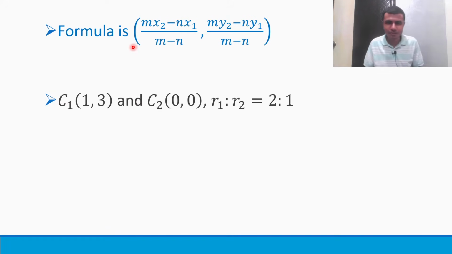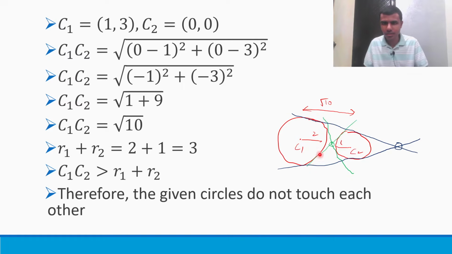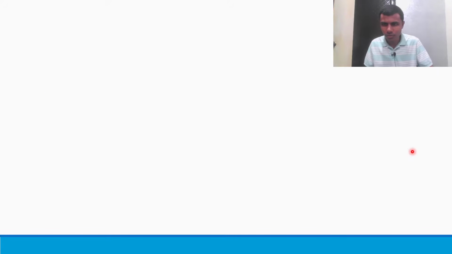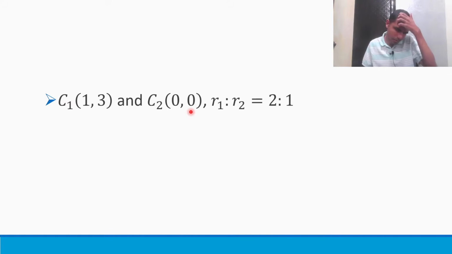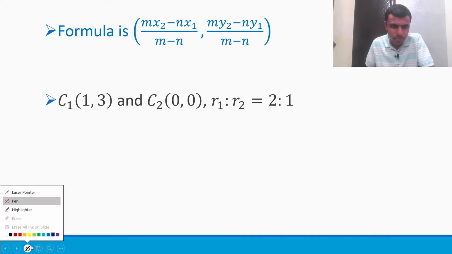If you see guys, this point divides this in the ratio r1 is to r2. This is a somewhat rough diagram, but the concept is that this point, the external center of similitude, divides the join of C1 and C2 externally in the ratio 2:1. So the formula is (m x2 minus n x1) by (m minus n). Now what is this m, what is this n, what is x1, what is y1, what is x2, what is y2? See, let me change my color to red again.